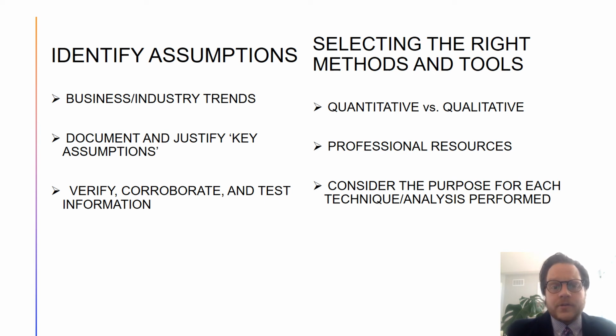Next, you want to make sure that you're selecting the right methods and tools to do the project. There are quantitative versus qualitative tools, which I'll get into on the next slide. There are professional resources that you want to consider. And then you want to consider the purpose for each technique and analysis performed. And again, really this should have been the first point because you want to consider the purpose for each technique before you're selecting the tool. And that makes perfect sense if we apply it to a professional problem or a problem in our lives. If we're not considering the purpose for what we're doing, then what's the point?